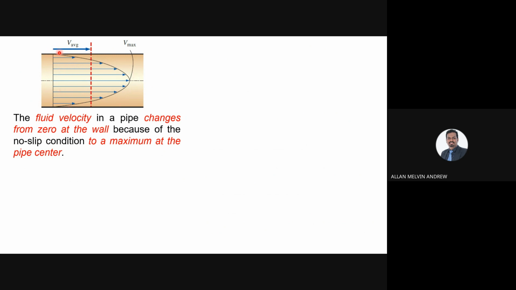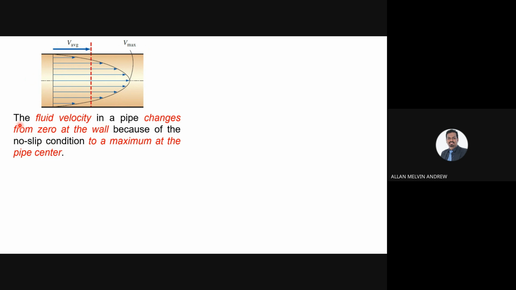At the wall, at the point where the fluid is touching the pipe wall, it will have a condition called the no slip condition. We have seen this before. At the no slip condition, the velocity will be zero. So that's why here the velocity is zero at these two points, and slowly the velocity will build up, and at the middle it will be the maximum velocity. So it will form the shape of a bullet.